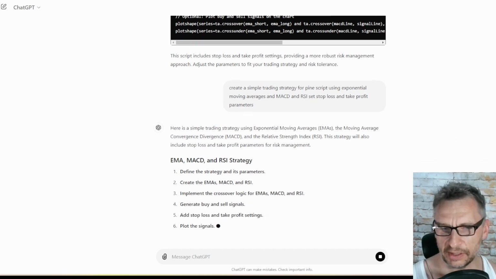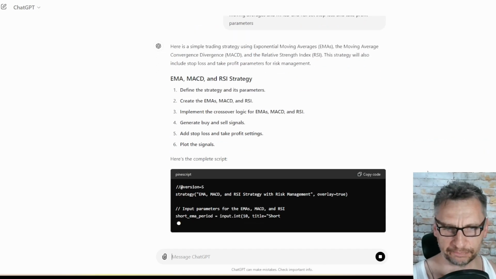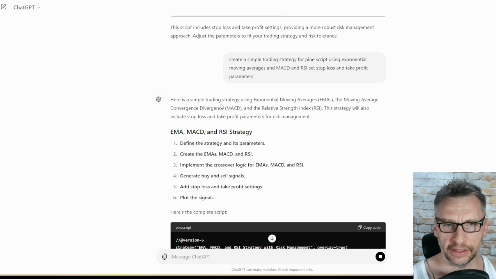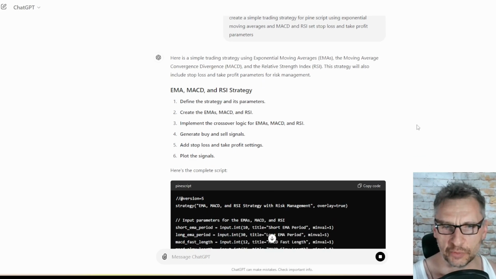So this is a bit of more advanced strategy. We'll see how that works. Here's a simple trading strategy using exponential moving averages, the moving average convergence divergence, and the relative strength index. This strategy will also include stop loss and take profit parameters for risk management.